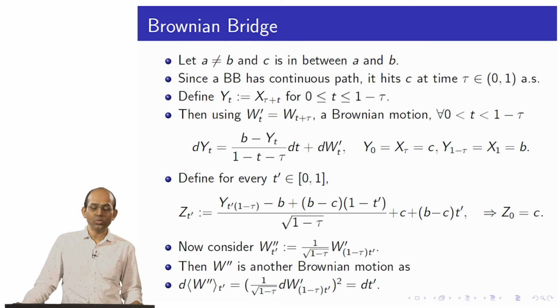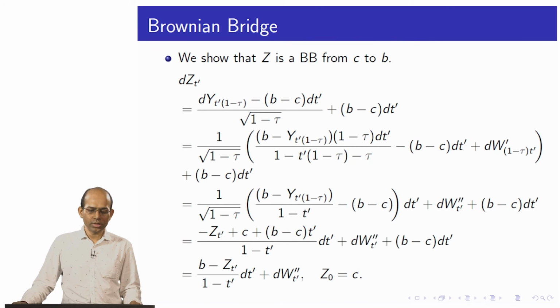This is something we are going to use to obtain an SDE for the process Z. So, here we show that Z is a Brownian bridge from C to B. We show that Z satisfies dZ t prime equal to (B minus Z t prime) divided by (1 minus t prime) dt prime plus dW double prime t prime, and Z0 is equal to C. I am going to explain it. First let us look at the result. The end result is that Z satisfies this SDE.